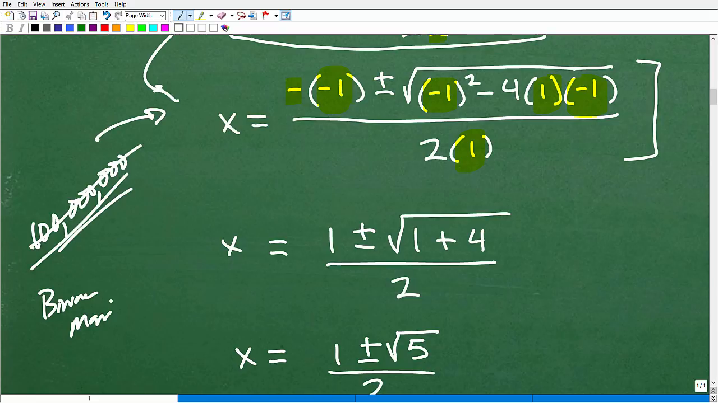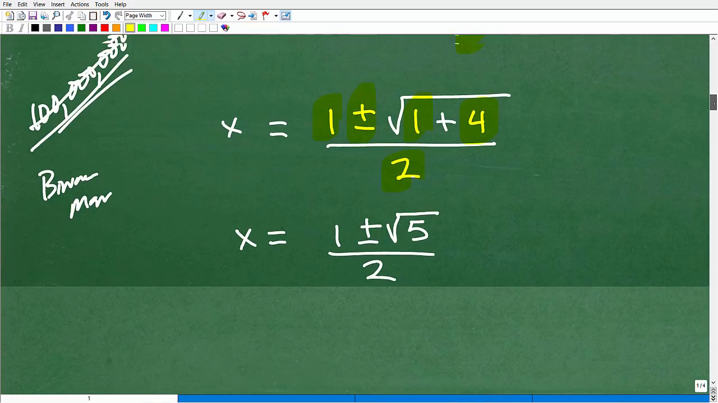But anyways, my senses are on high alert. I know exactly where students are going to make errors, so you've got to be super careful in here. All right, this is the negative 4 times 1. This is going to be positive, right? That's going to be a positive 4. Negative 1 squared is 1, and then minus 1 is 1. And then we have a plus or minus, and then 2 times 1 is 2.